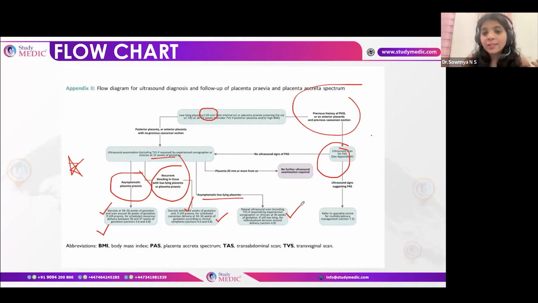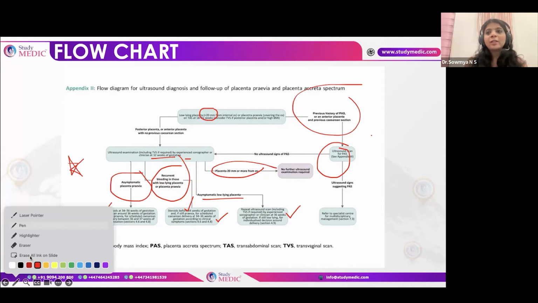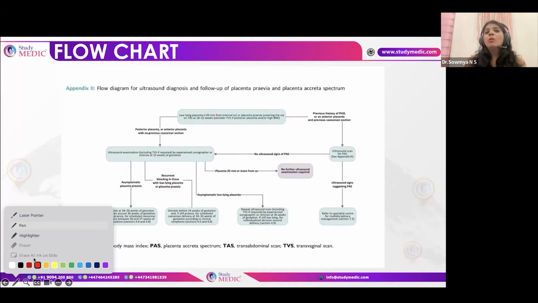Obviously, that would be a consultant decision. But in 32 weeks, if the placenta is 20 millimeters or more, you discharge from the follow-up for this particular reason. Once the placenta migrates 20 or more, it is no more low-lying or placenta previa. Obviously, if there is a placenta accreta spectrum, you have to make sure that she delivers in a tertiary unit with anesthetist and blood bank and the consultant and things like that.